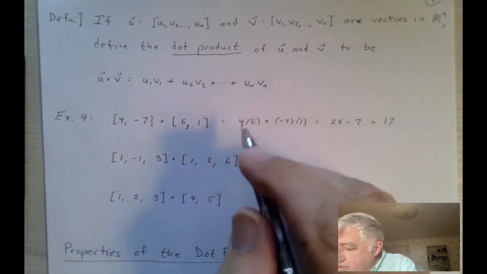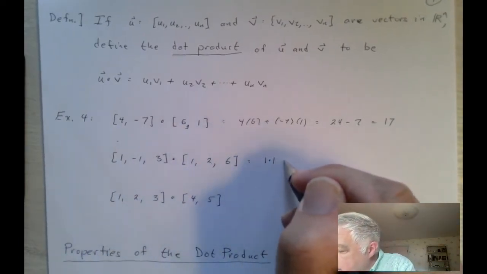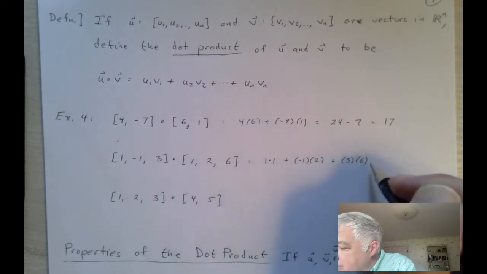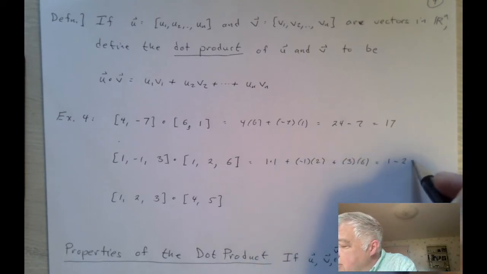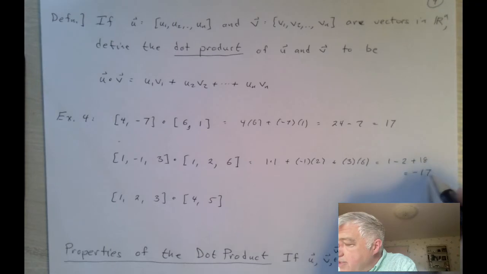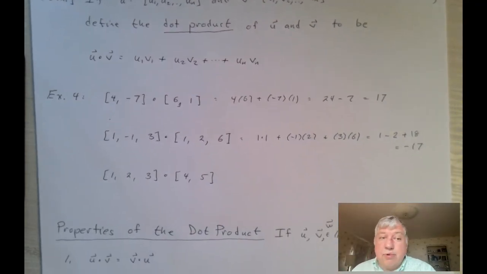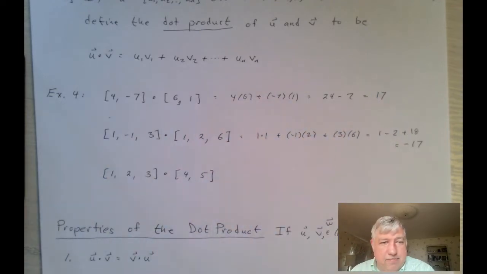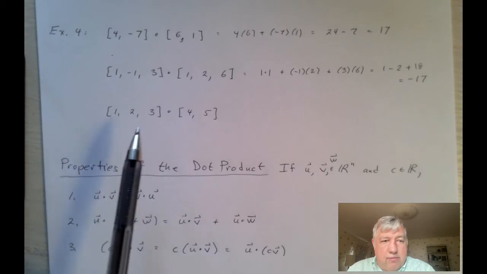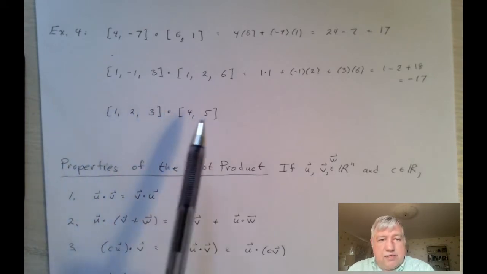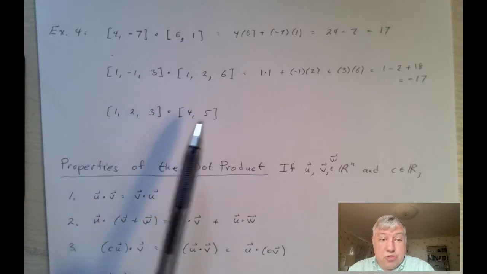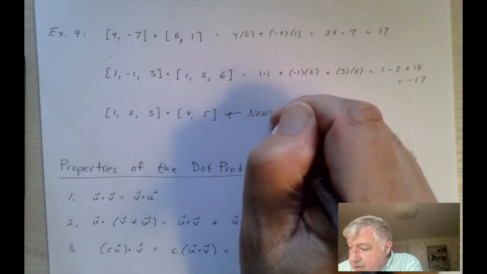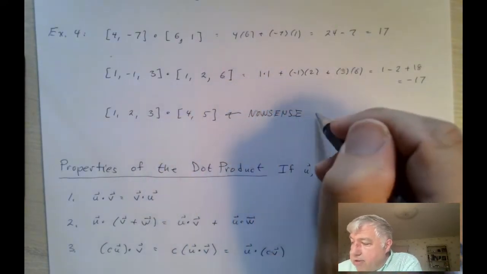These vectors in 3 dimensions, this would be 1 times 1 plus -1 times 2 plus 3 times 6, which is 1 minus 2 plus 18, which is negative 17. I didn't pick these to be opposites. They just turned out that way. And then if we take the dot product of these two vectors, this is just nonsense because they're of different lengths, different dimensions. This is an R3, this is an R2, so this is nonsense, or we should say undefined.